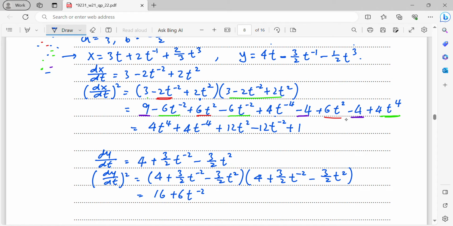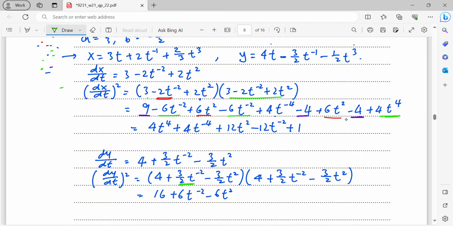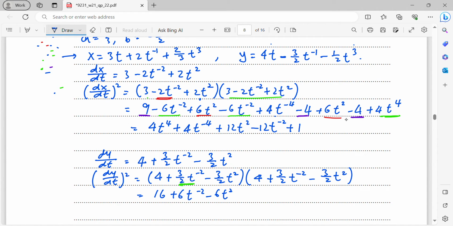Okay, then now when you do expansion, 4 times negative 3 over 2 t squared, it will be minus 6t squared. So next, expand the brackets by 3 over 2 t power negative 2. Then here you will be getting plus 6 t power negative 2. Then plus 9 over 4 t power negative 4. Okay, then 3 over 2 t power negative 2 multiplied with this term, it will be not plus, minus. It will be minus 9 over 4.